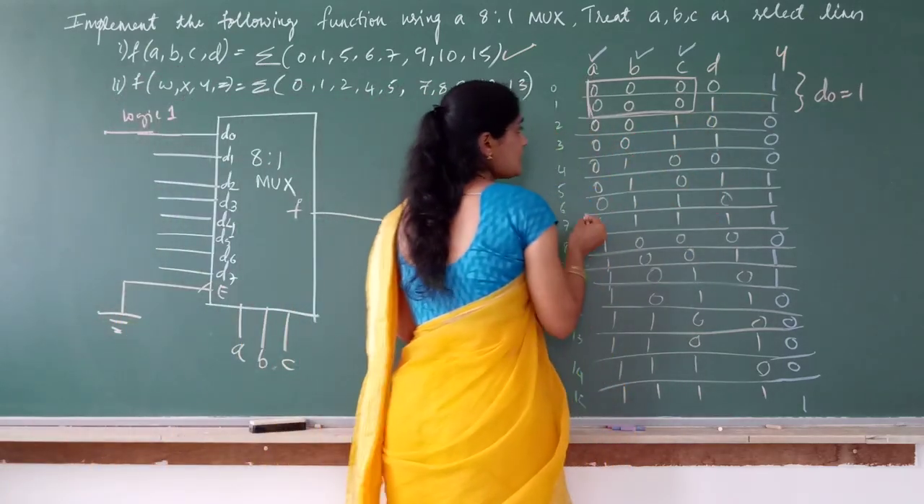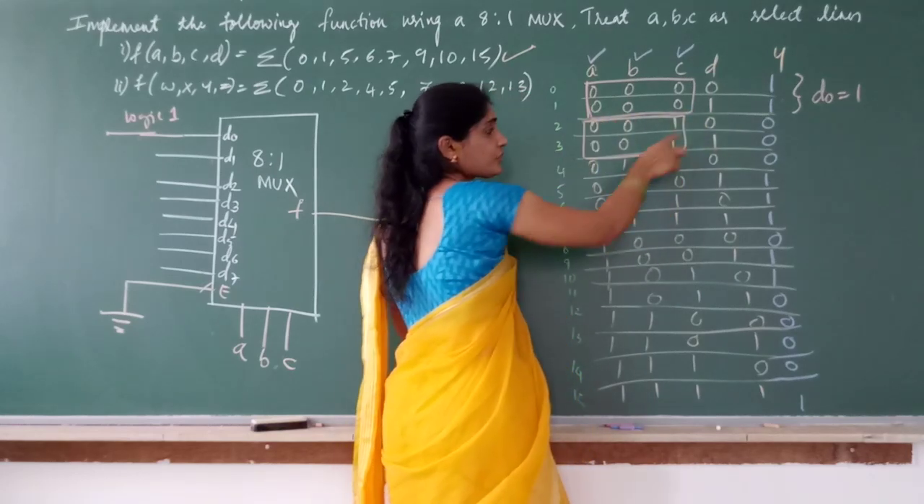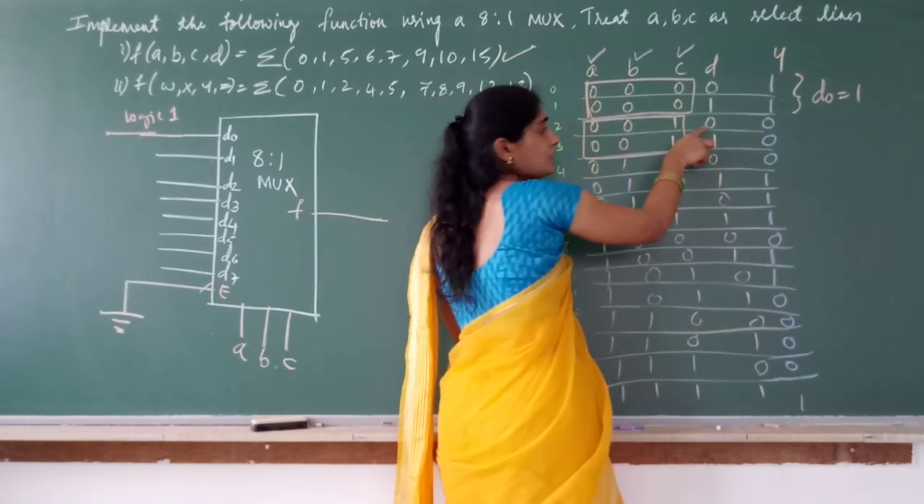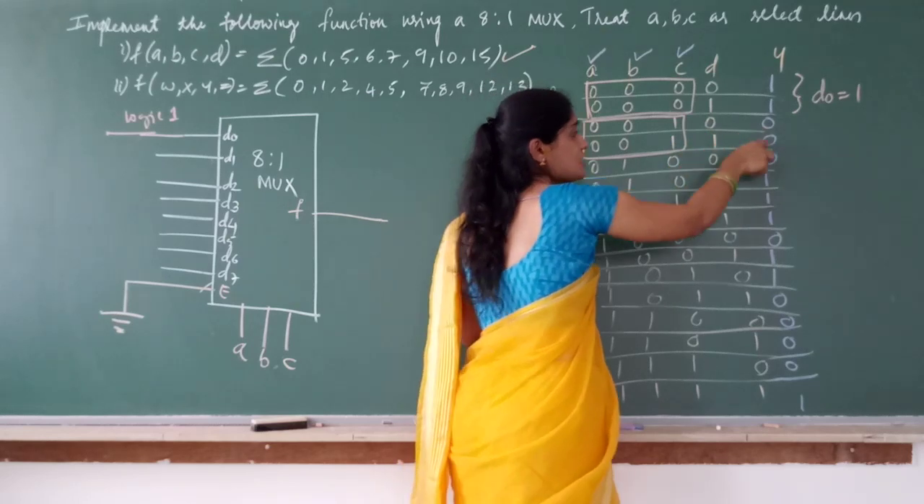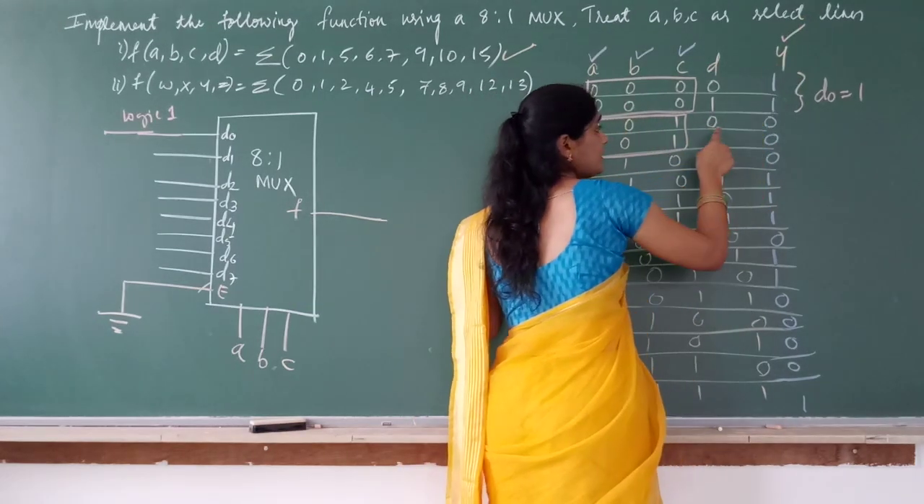Correct? Similarly, ABC 001. What is the output? The output is 0 for both. Output is 0. This is the output; you have to look at only the Y variable.